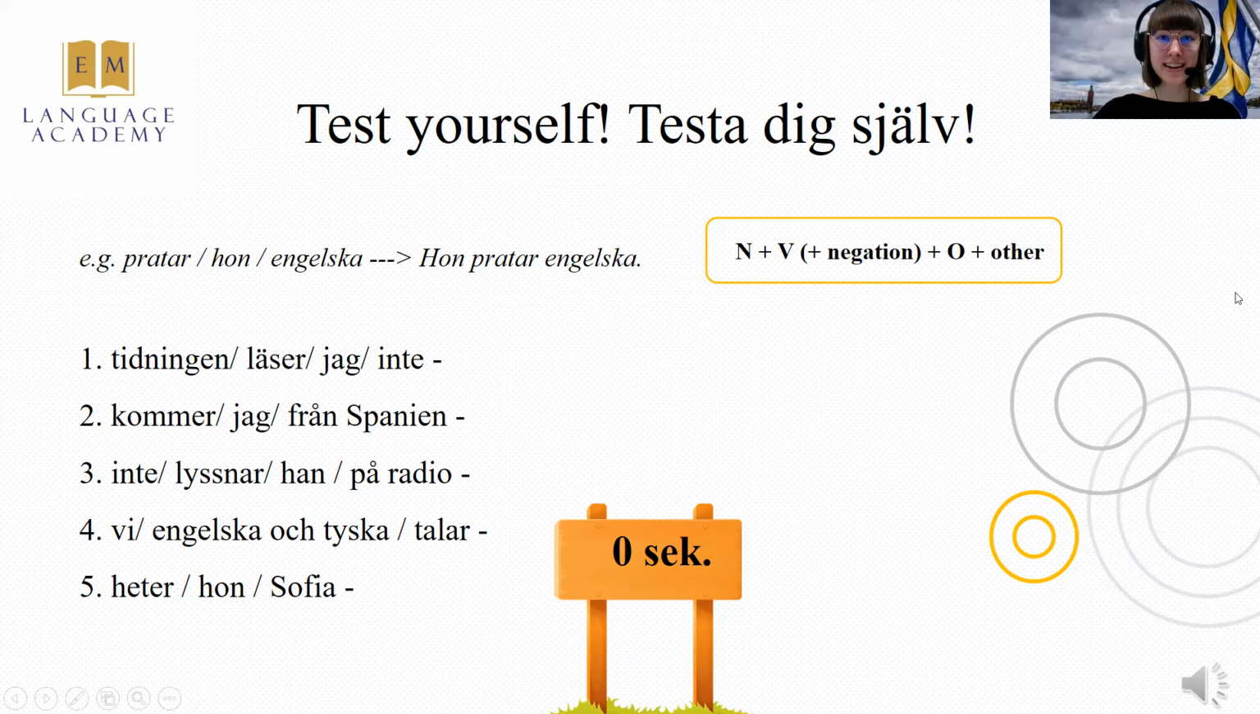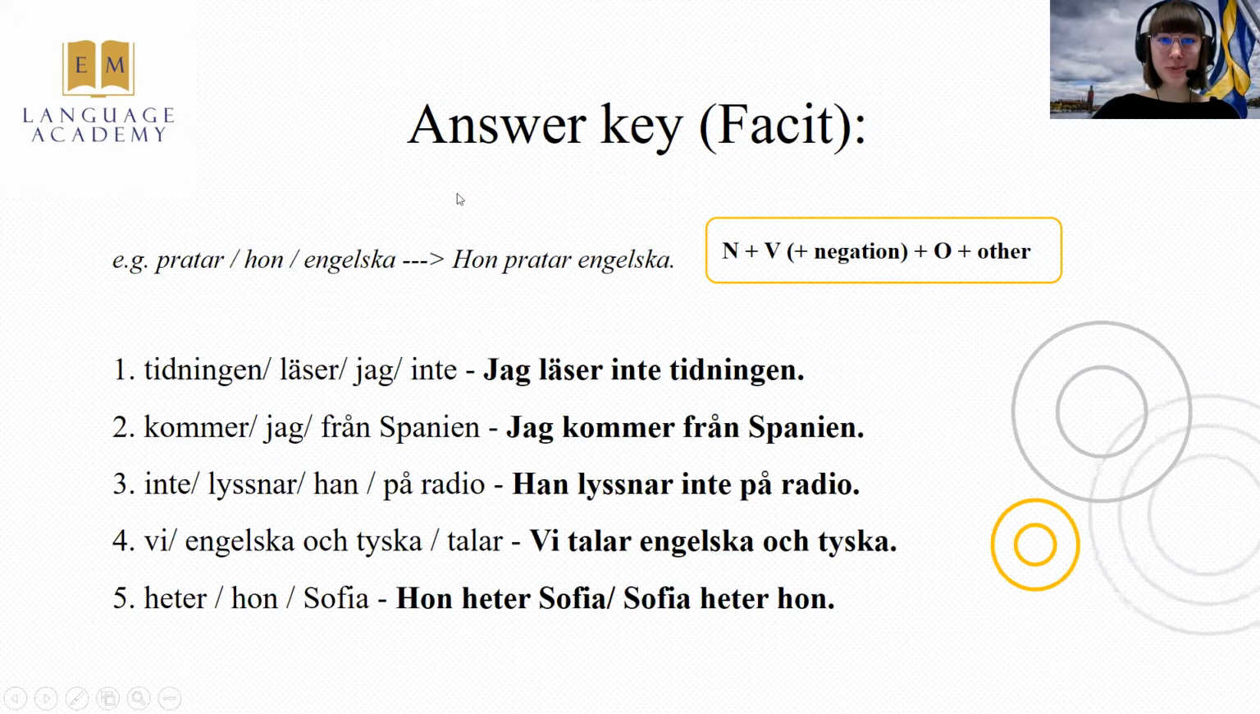It's time for us to take a look at the answer key, or facit, right? So answer key in Swedish is facit. So let's take a look at these sentences. Tidningen läser jag inte. Most probably we want to say I am not reading the newspaper. Jag läser inte tidningen, right? So this noun, en tidning, is a newspaper. En tidning, a newspaper. Kommer jag från Spanien? A simple statement, a fact. I come from Spain. Jag kommer från Spanien.